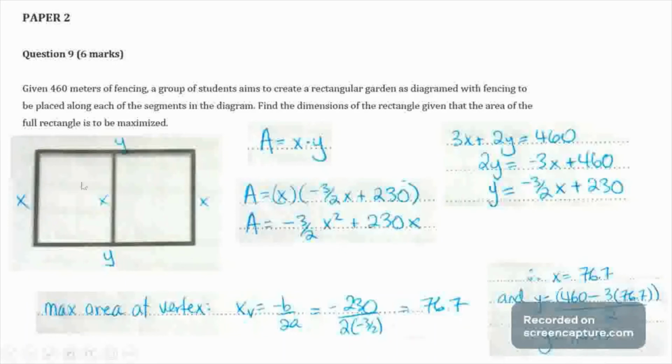And those are the only exact measures we can have here for this area to be maximum. Change those measures even a little bit, this area will no longer be maximized.